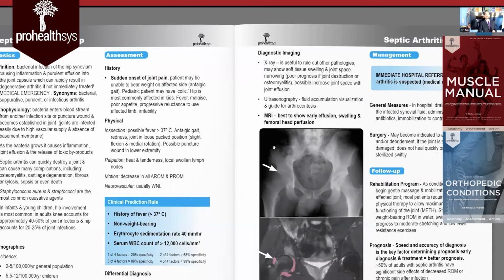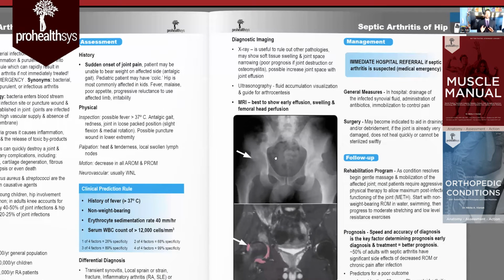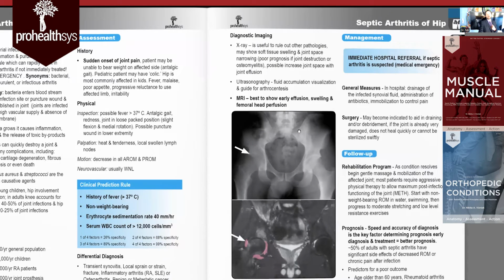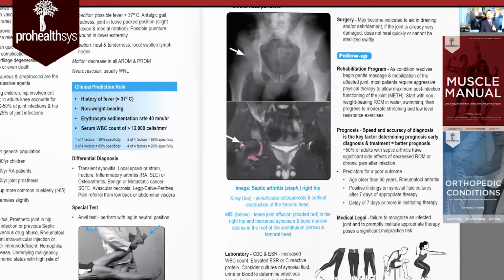All right, diagnostic imaging. X-ray is only useful to rule out other pathologies. You are not going to be able to see the septic arthritis. You might see the joint space is a little bit larger on the affected side, but that is a non-specific finding. It doesn't really help you that much. You're going to be looking way better at an ultrasound if you don't have a very thick thigh and you can get in there with a good quality ultrasound unit, or MRI is going to be your best choice.